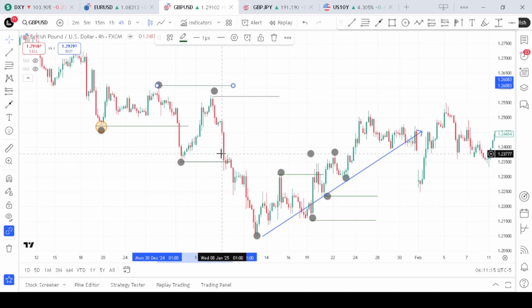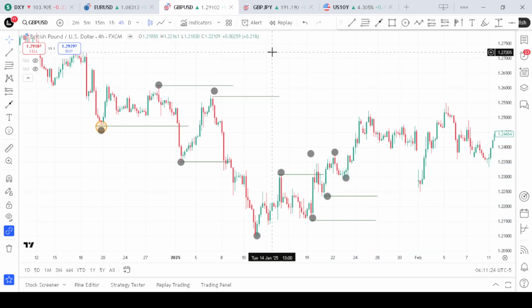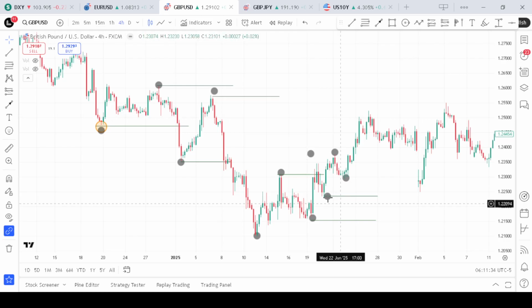Okay, we plan our trade based on the trend. In an upward direction, we have to focus on buying opportunities, while in a downward direction we focus on selling near the swing highs. In the upward direction we focus on buying near the swing lows.